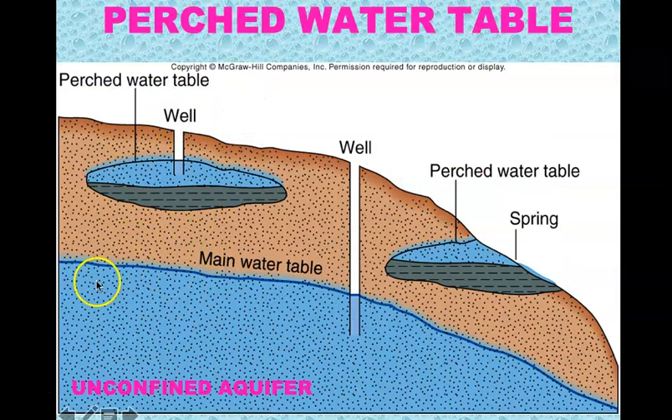An unconfined aquifer only has a bottom, and you can't see it in this diagram, I apologize. Okay, so you understand the difference between a confined and an unconfined aquifer? I hope so. So what are we talking about here?